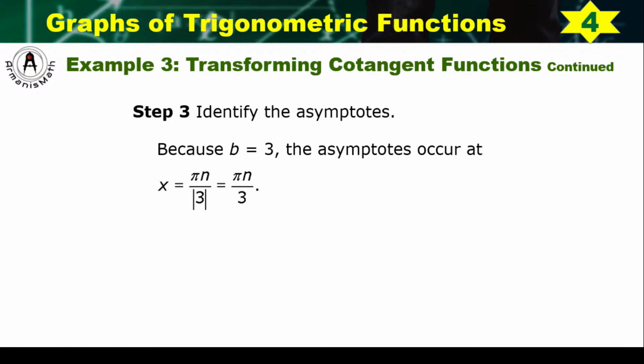identify the asymptotes. Because b is 3, the asymptotes occur at pi n divided by 3. Pi divided by 3, we said it's 60, so basically every 60. So 60 is going to have one, 120 is going to have one, and then go back in the other direction. That's going to be 0, right? So in either direction, multiples of 60 are going to have asymptotes.